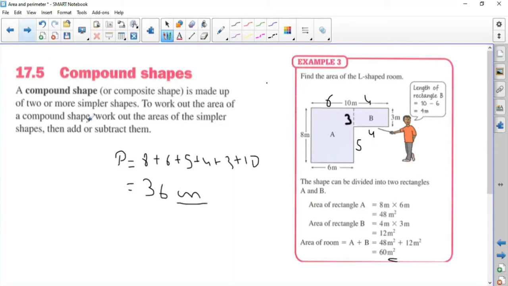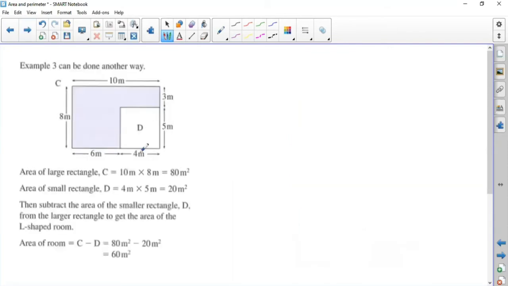Another way to solve this example can be like this. We can complete a large rectangle with dimensions 10 and 8, and find the area of this large rectangle, which is 80 meters squared. Then from this one, we have to subtract the area of the shape that is cut out. It's like this, which is 4 times 5, 20. So 80 minus 20 will be 60. Another way can be this one to find the area.